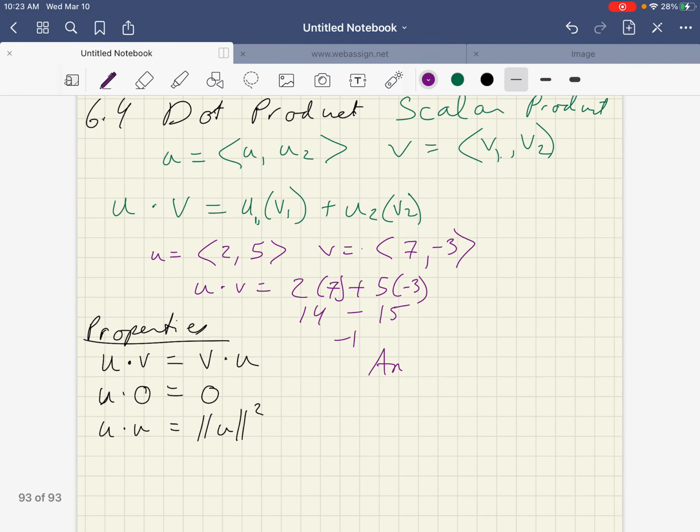All right, so now the formulas that we use with this. Probably the most important formula we're going to use is for the angle between two vectors. If I want to find the angle between two vectors, I have to use the dot product to do it. The formula for that is cosine of that angle equals u dot v over the magnitude of u times the magnitude of v.